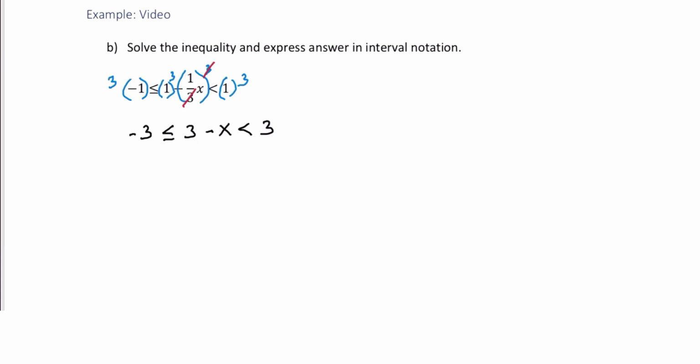Continue to isolate the x. We need to subtract 3 in the middle. We'll do that on the left and the right as well. We have negative 6 is less than or equal to negative x is less than 0.